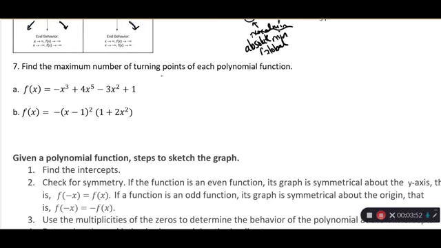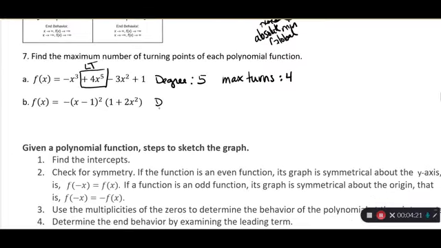Well, it might be out of order, but this polynomial has this for the leading term. So the degree is 5. So max turns is 4.